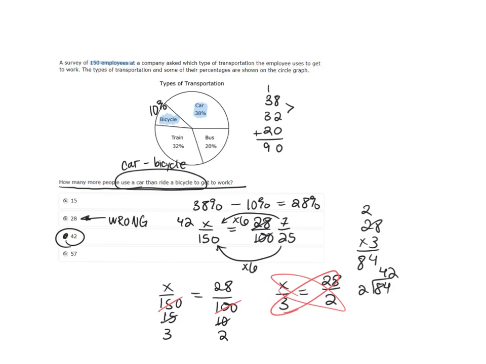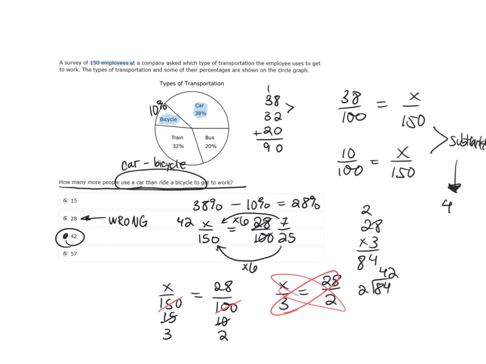I want to be sure that you know also that there are more ways than that to get this answer. For example, I could have found the percentage of car riders by solving this proportion. And then I could have found the percentage of bicycle riders by solving this proportion. And then I could have subtracted those 2 values after finding the number of car riders and the number of bike riders. And guess what I would have gotten? I would have gotten 42. So there are multiple ways to get this right answer. Just be sure that the one that you are using is reasonable and answers the question completely.